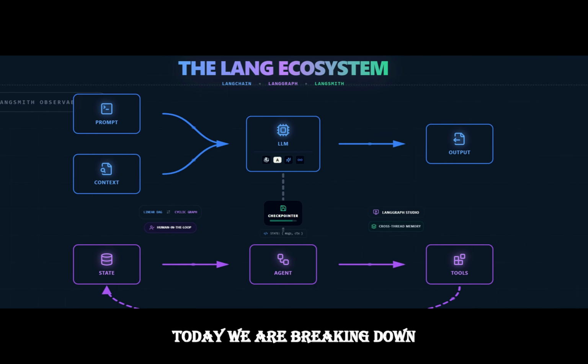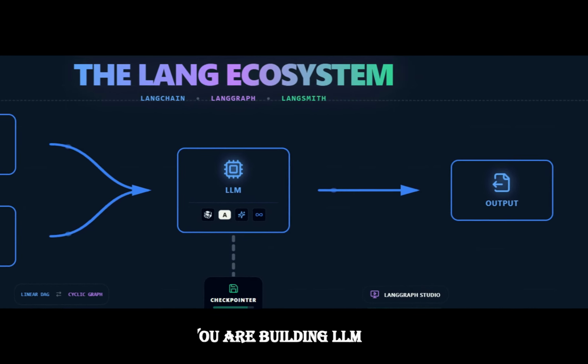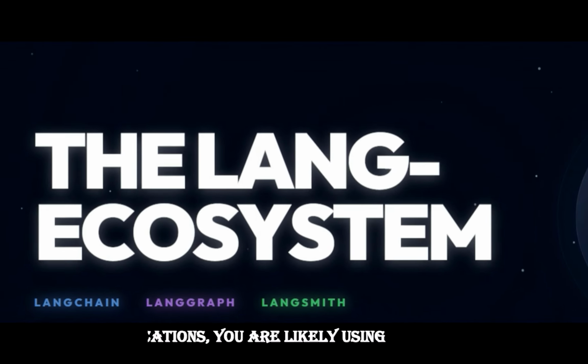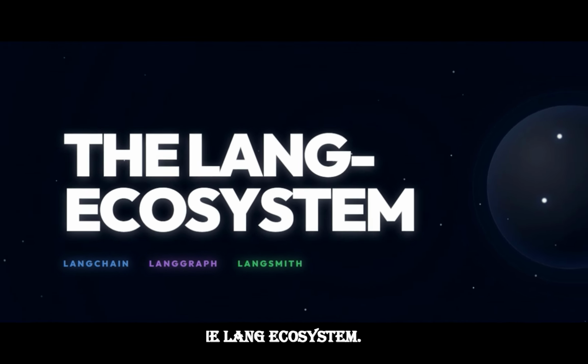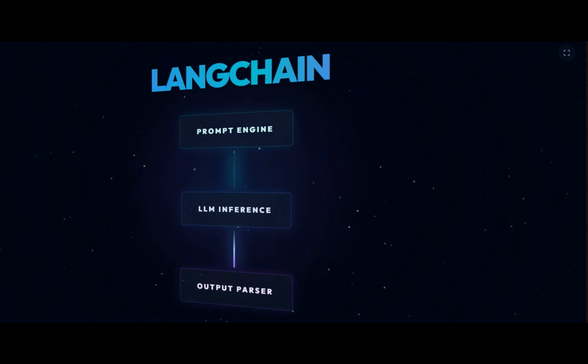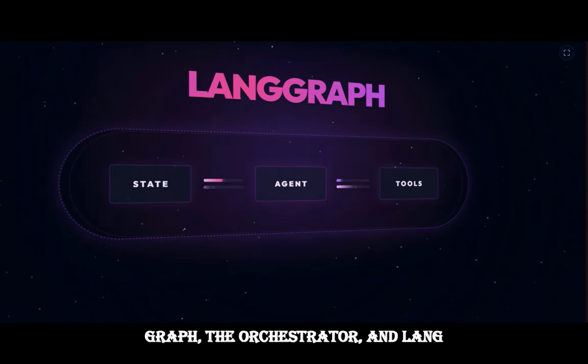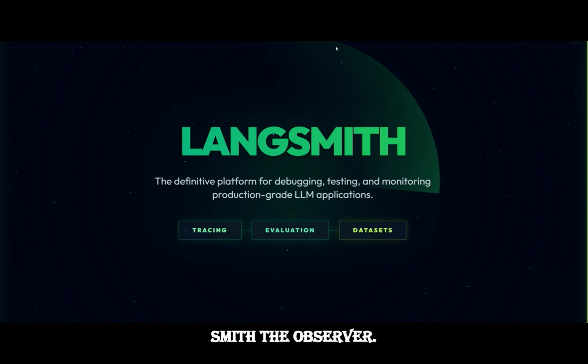Today, we are breaking down the architecture of modern AI development. If you are building LLM applications, you are likely using the Lang ecosystem. It consists of three core layers: LangChain, the builder, LangGraph, the orchestrator, and LangSmith, the observer.